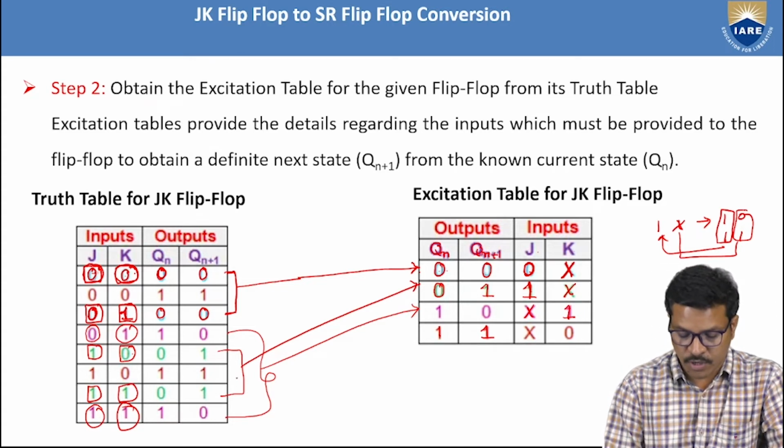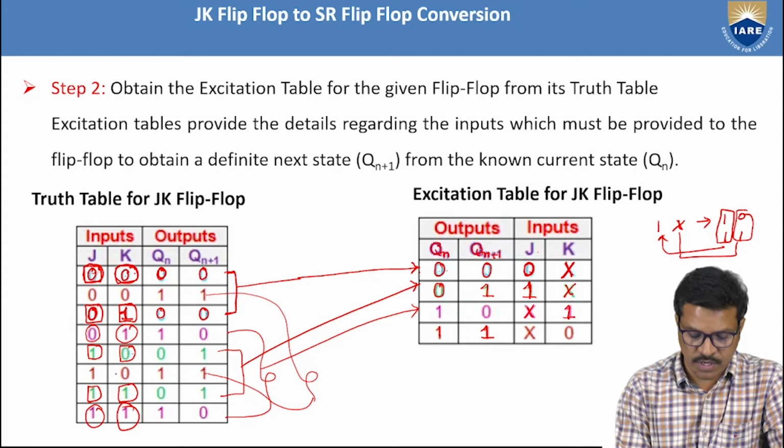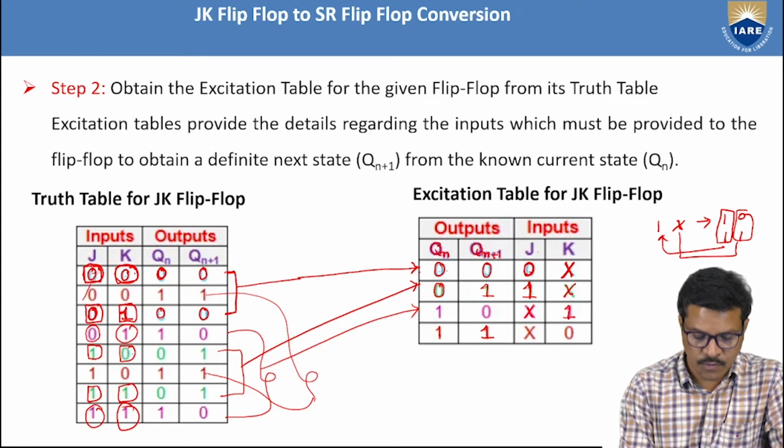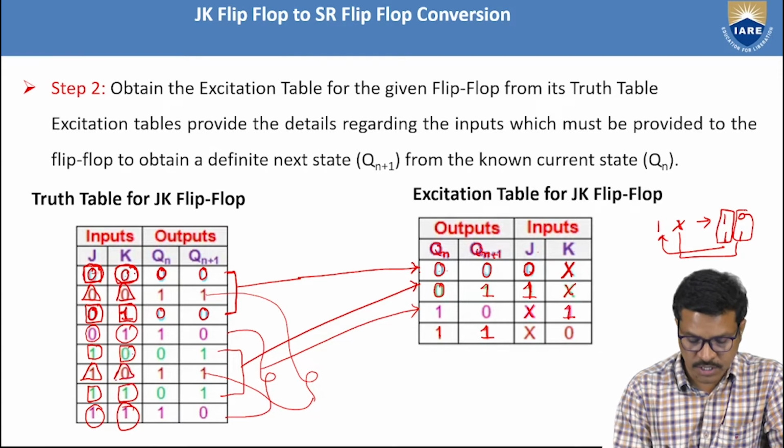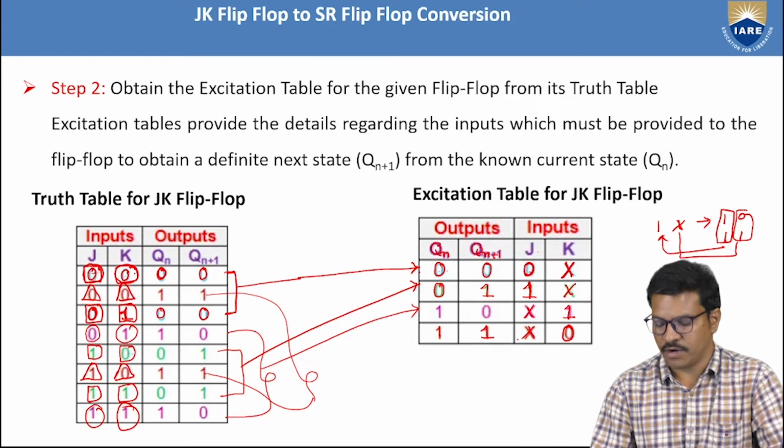What are the possibilities in the truth table? 1 1 case. There is the 1 1 case. This is the 1 1 case. So in this 1 1 case, we can take 0 1, J shifted from 0 to 1, K kept constant. So K is kept constant at 0 and J is shifted.